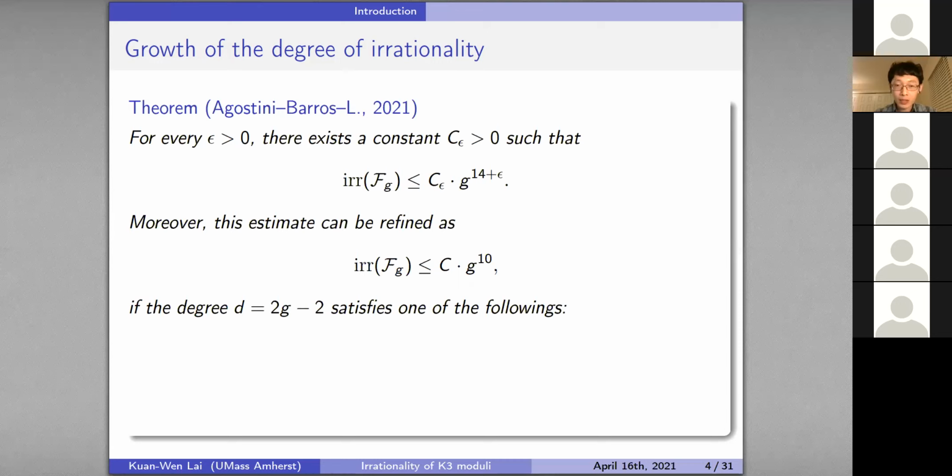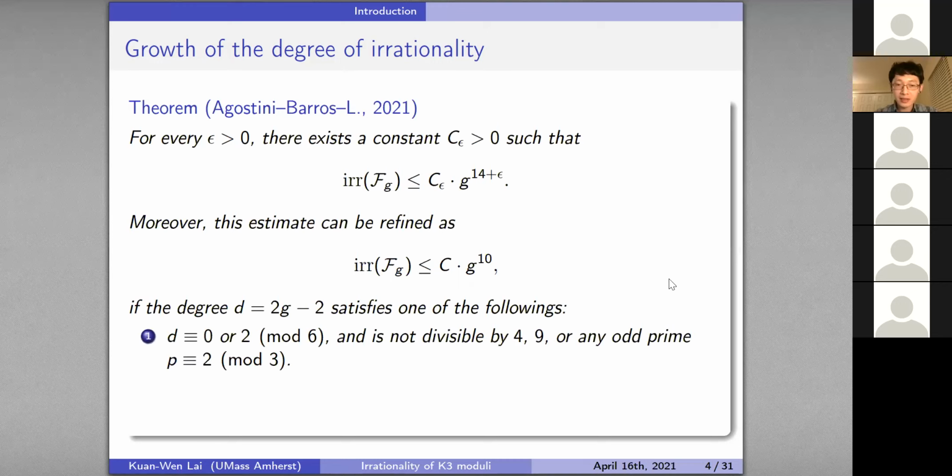Okay, and in some special cases, so for some special g, or equivalently for some special degrees d, we can refine this estimate as follows. We can improve this estimate to C times g to the 10th power instead of 14 plus epsilon in the following three families of d's. Here d is the degree 2g minus 2. So the first family is this. It's when d is congruent to 0 or 2 modulo 6, and is not divisible by 4, 9, or any other prime p congruent to 2 modulo 3.